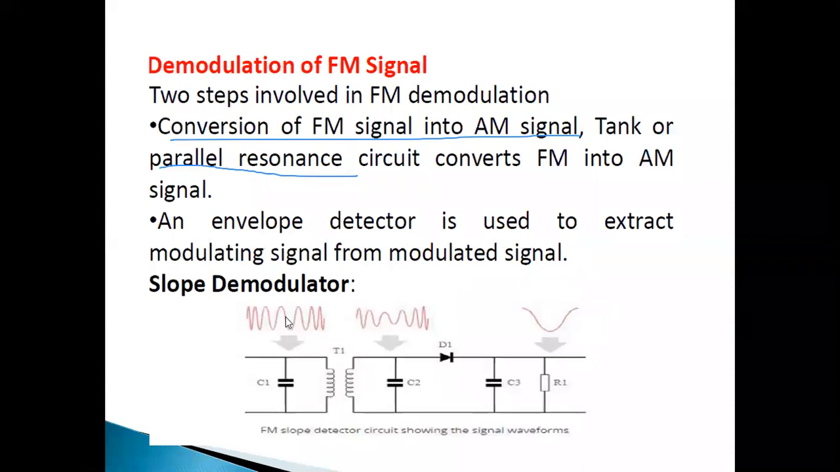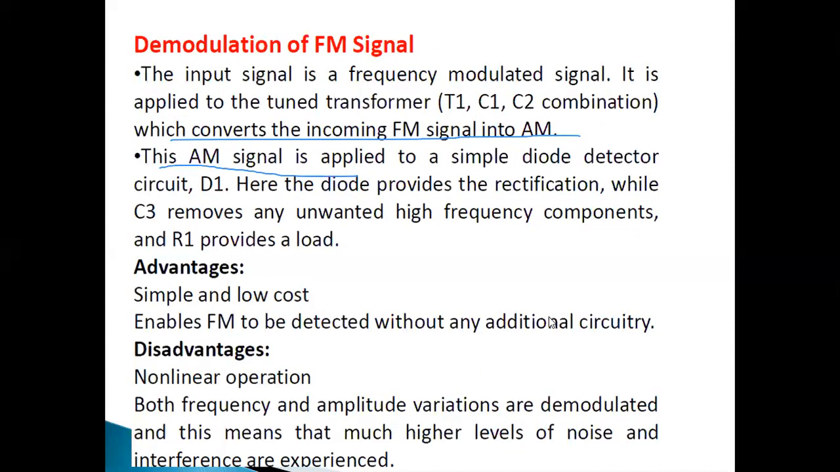Consider the FM output applied to the parallel resonant circuit, which generates the AM signal. The AM signal is applied to the capacitance, then passed through D1, then compensated by the capacitance C3. Then at the load resistance it generates the demodulated signal, which is the same as the message signal.